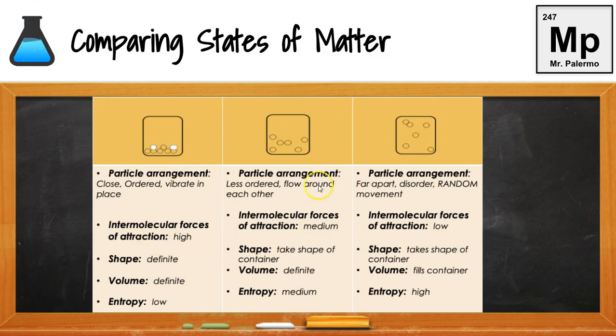And if you look at all the other things we've learned this year, particle arrangement, intermolecular forces, shape, and volume, these are all things we've learned throughout the course so far. So solids, they are very ordered, close together, and they're vibrating in place. Liquids, less ordered, meaning more entropy, and we can flow around each other. And then obviously in gases, they are the furthest apart. And so what's holding solids together? Higher attractive forces, and then gases have the least attractive forces, therefore they are spread out the most.